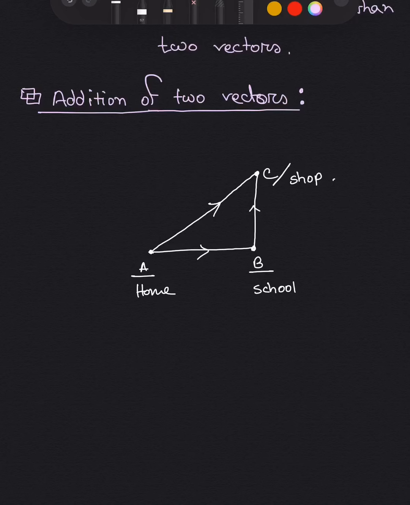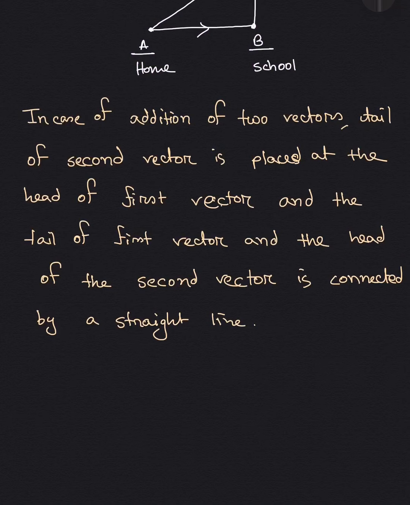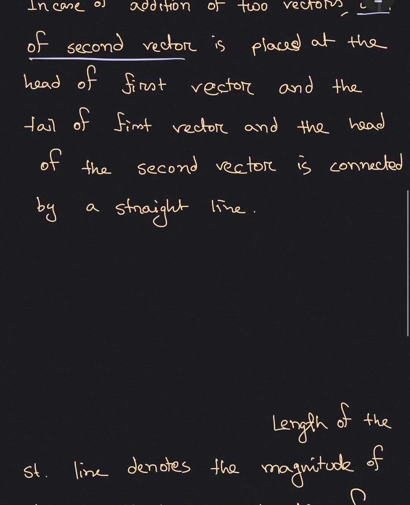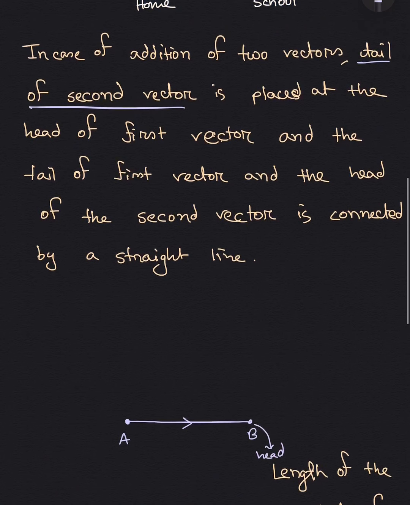Now we will go to the rule. Let us see the method of addition of two vectors. In case of addition of two vectors, the tail of the second vector is placed at the head of the first vector. Suppose AB is the first vector, and this is the head of the first vector. So at the head of the first vector, the tail of the second vector, which is BC, is placed.